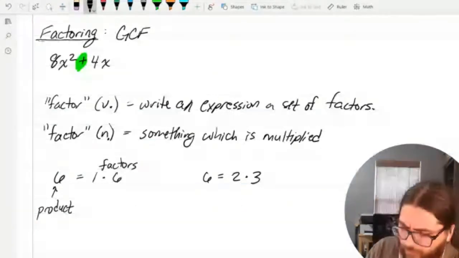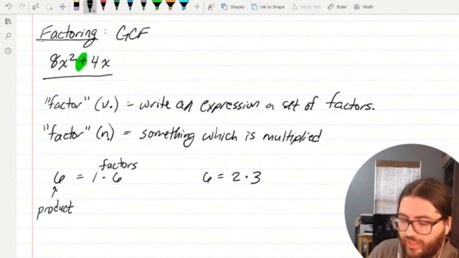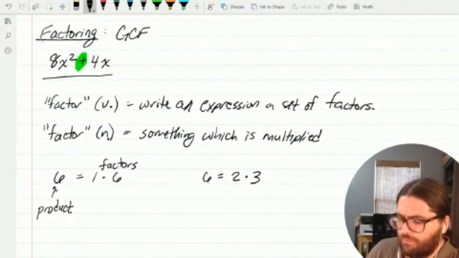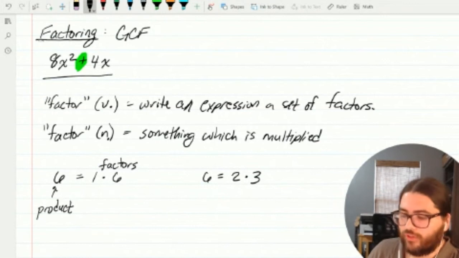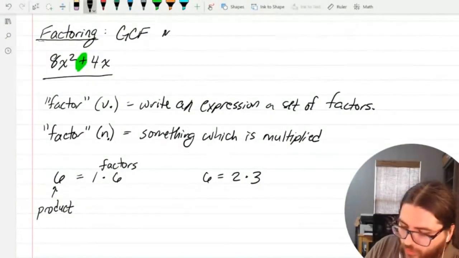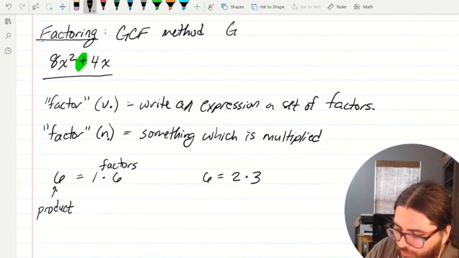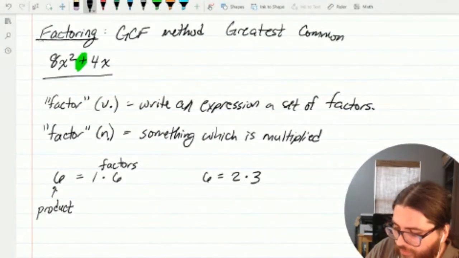If I look at this example here at the top, 8x squared plus 4x, the easiest method of factoring is called the GCF method, or the greatest common factor. Probably should have written that out. Greatest common factor.